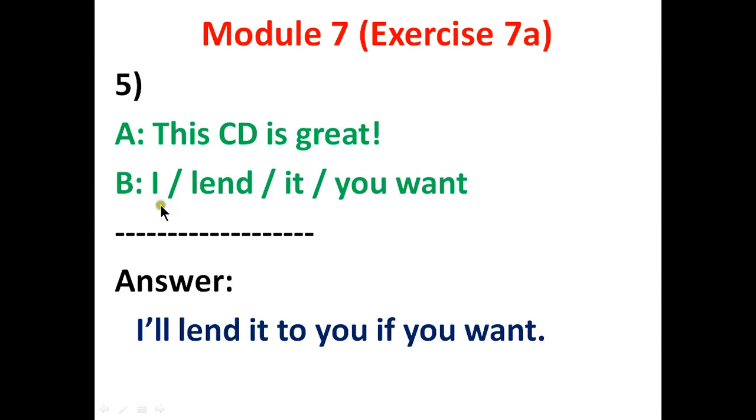Number 5: "This city is great." And B says, "I'll lend it you want." Write the answer: "I'll lend it to you if you want."